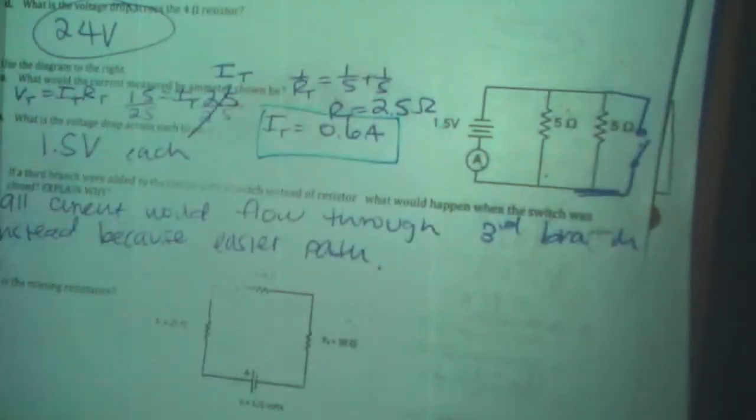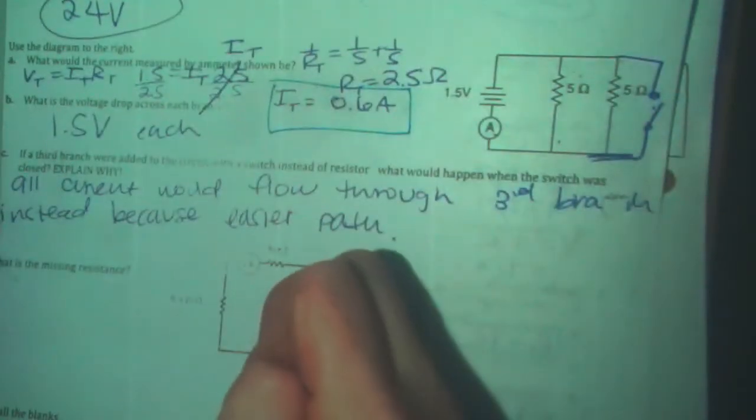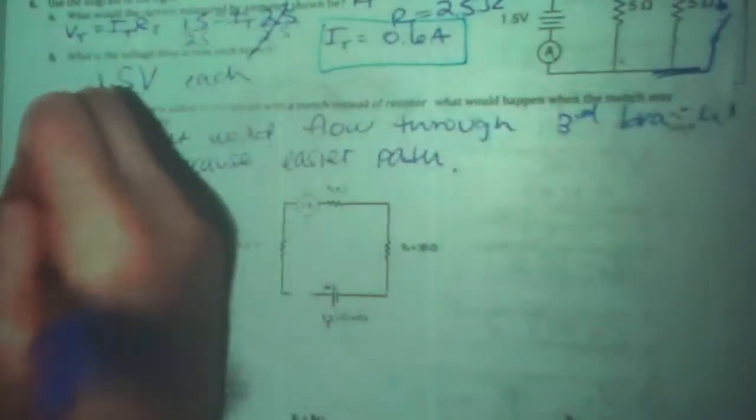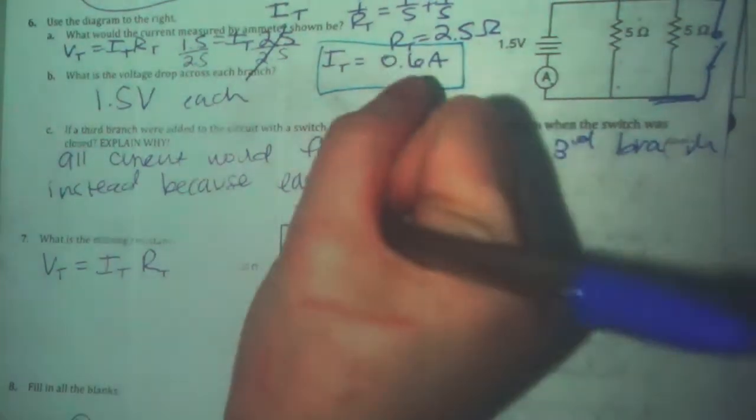7, finding the missing resistance. So I've got R1, looking for R2, no R3, and this is the total voltage. So V total equals I total R total. This right here is my current. I'm not going to call it any specific current because current is the same for series. So it's I total, I1, I2, I3, all of the above.